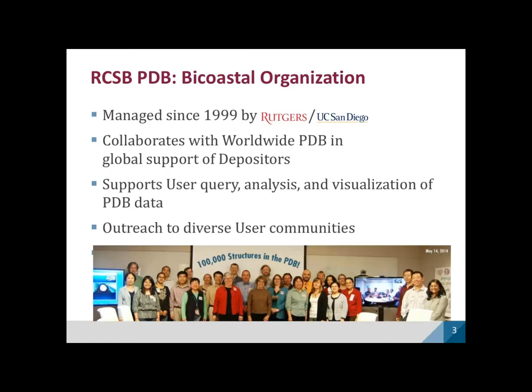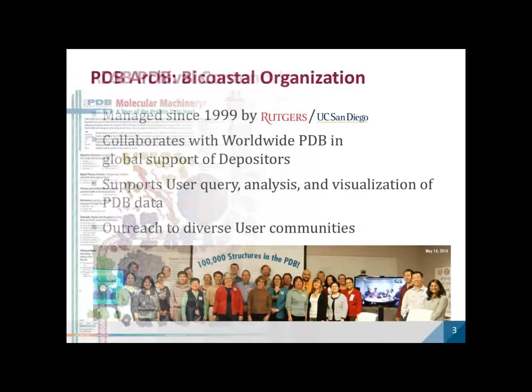So much of our effort is aimed at democratizing access to what is quite complex and technically sophisticated data. You can see most of the people involved in the PDB today. They were here in May of 2013 when we reached the 100,000 structure mark. A lot of smiling faces there, both on TV screens and here at Rutgers.